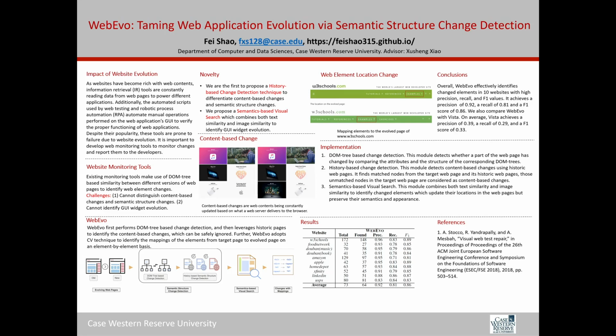In order to prevent information retrieval tools and robotic process automation tools from functioning improperly due to website evolution, it is important to develop web monitoring tools to monitor changes in a website and report them to the developers and testers. Existing monitoring tools make use of DOM tree-based similarity between different versions of web pages to identify web element changes. However, they are facing two challenges.